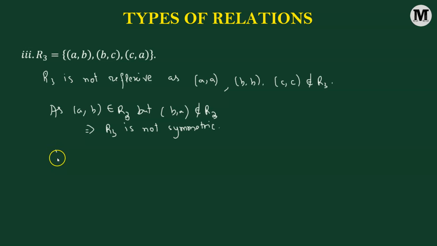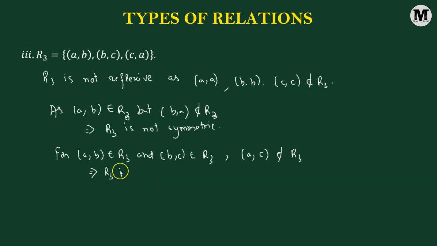And then finally, we'll check for transitivity. So what we'll do? For A comma B belonging to R3 and B comma C belonging to R3, A comma C does not belong to R3. So this implies that R3 is also not transitive. This is not a transitive relation on the set A. So here we have shown that the relation R3 is neither reflexive nor symmetric, also not transitive on A.